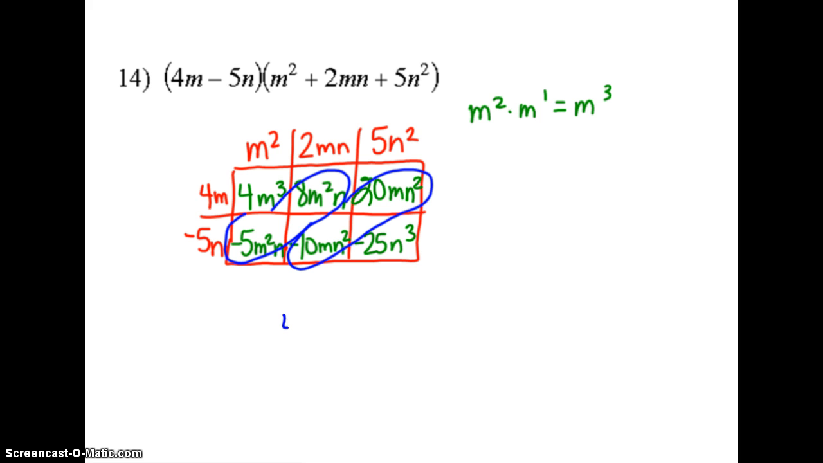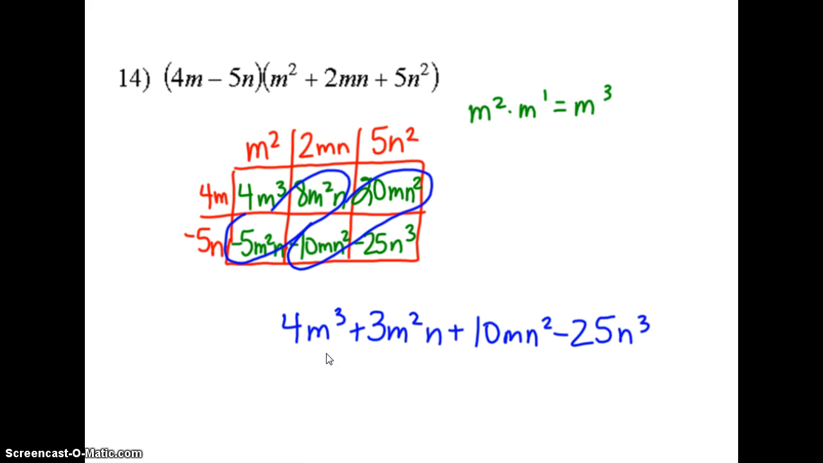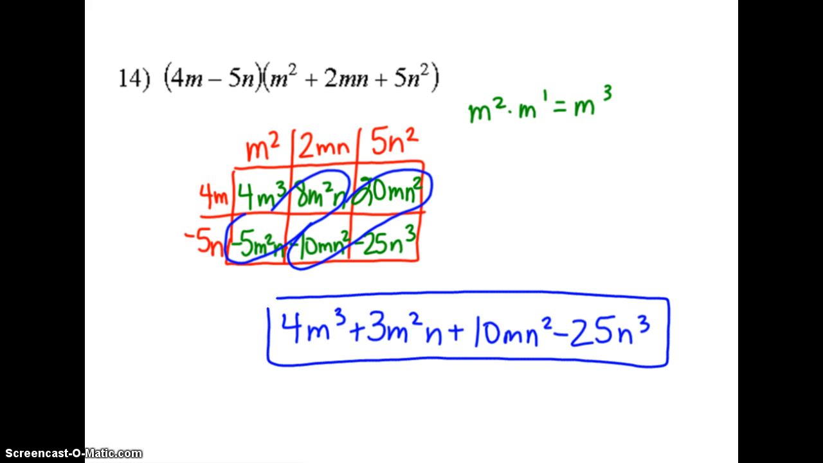So I have 4m cubed plus 3m squared n plus 10mn squared minus 25n cubed. Okay, so this long piece is my answer. Okay, it's slightly more difficult than what you had to deal with on the quiz, but you should be more familiar with this because we've been doing this for a longer period of time.